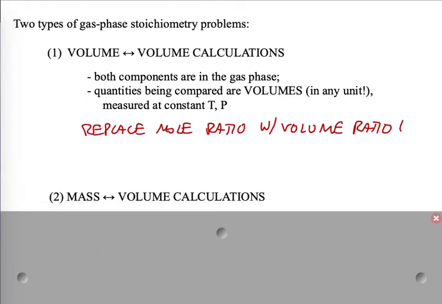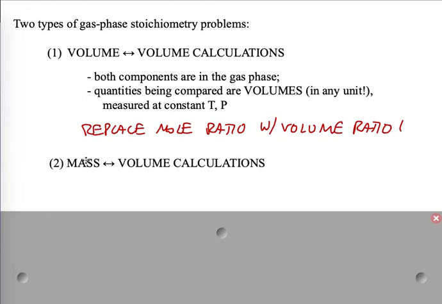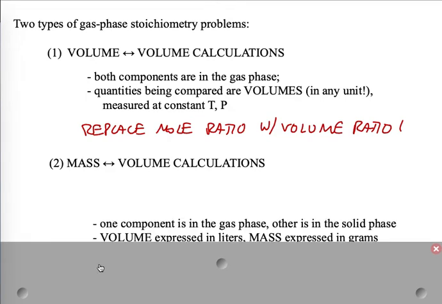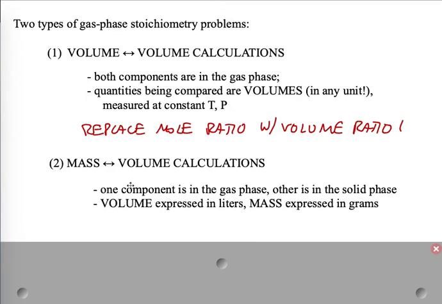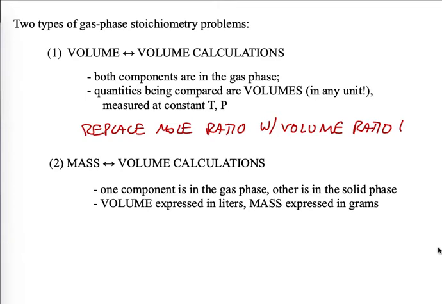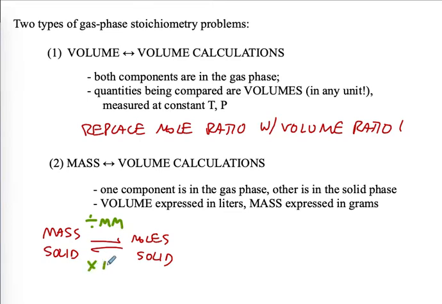The second type of problem is a mass to volume calculation. One component is in the gas phase, the other is in the solid phase. The volume of the gas is expressed in liters. The mass of the solid component is expressed in grams. All we have to do is remember that to interconvert between the mass of the solid and the moles of the solid, we have to use the molar mass. So to go from grams to moles, we divide by the molar mass. To go from moles to grams, we multiply by the molar mass.